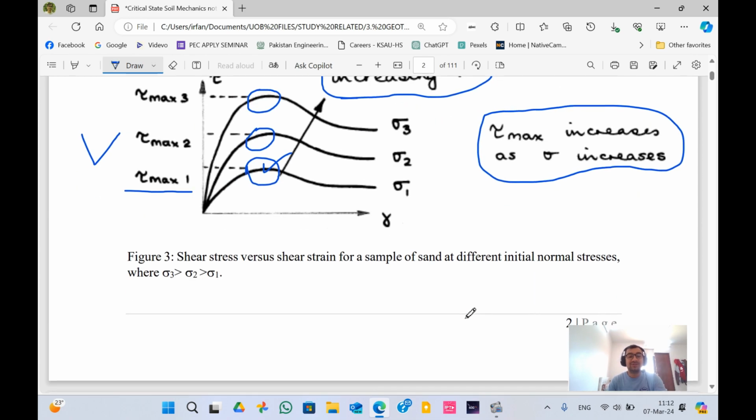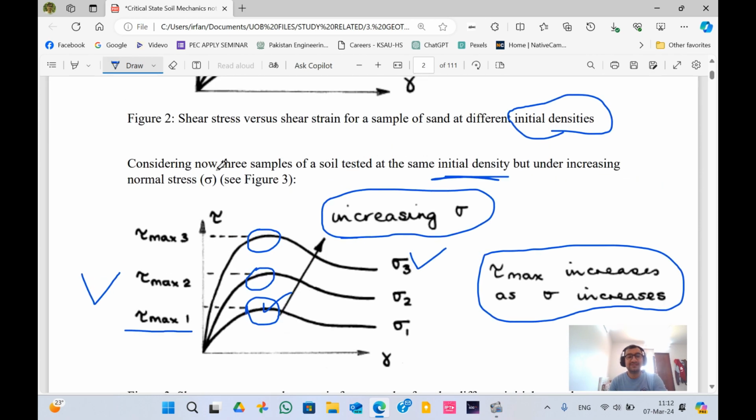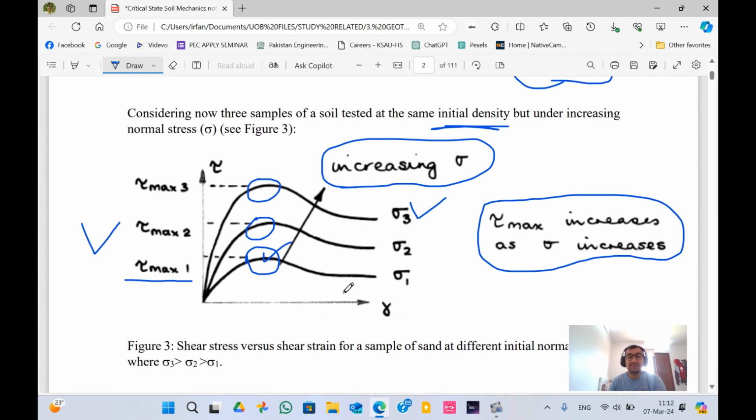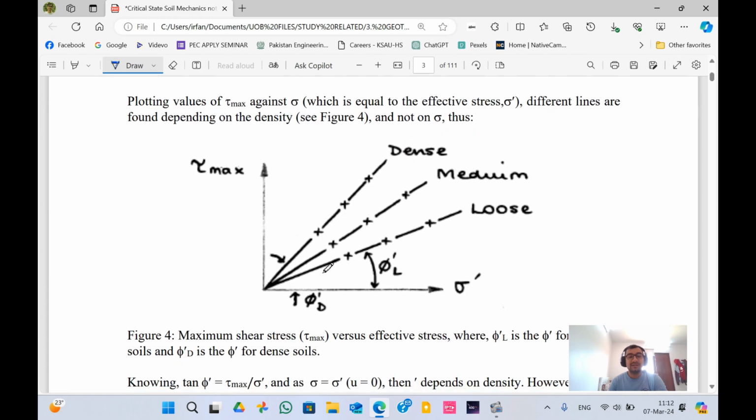Now, shear stress versus shear strain for a sample of sand at different initial normal stresses, in which the normal stress keeps on increasing. If you are increasing it, then shear will increase. Because here it says that considering three samples of soil at the same initial density, but increasing normal stress, if you are plotting the values of shear maximum against the normal stress.